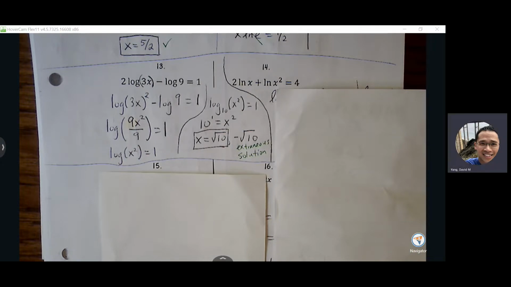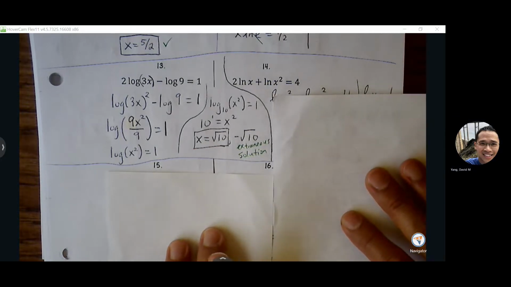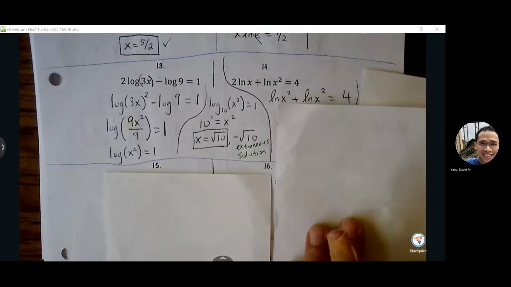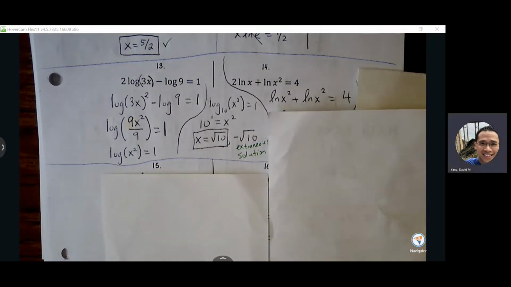Okay, 14 has a similar feel. What's the first thing we should do? Yeah, let's get that exponent to come up, and then we can do product property, right? When you multiply x squared, you're adding exponents, right? 2 plus 2.